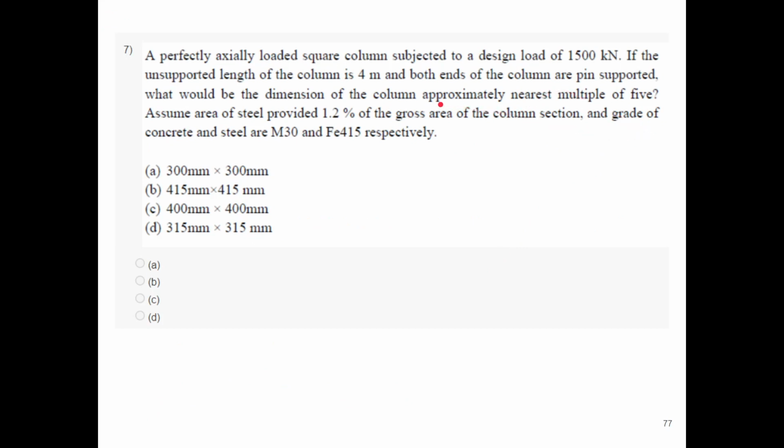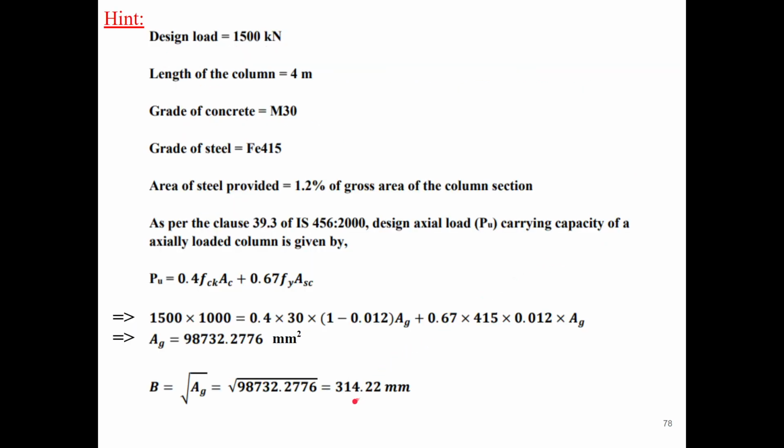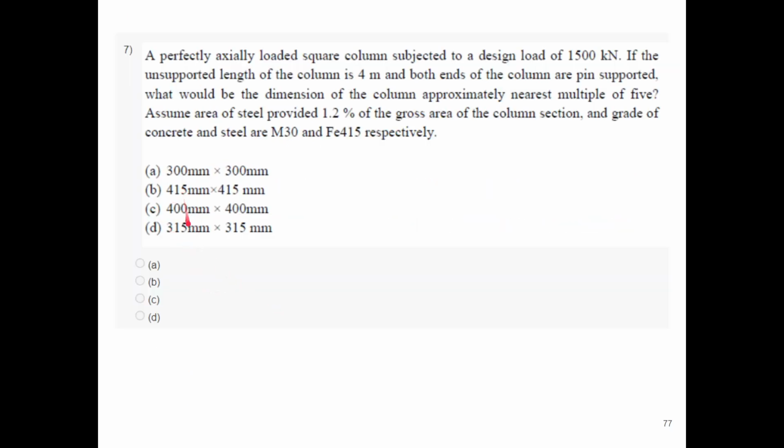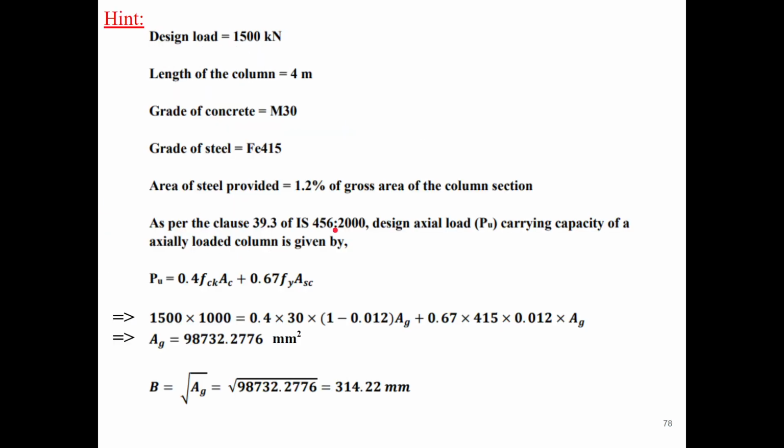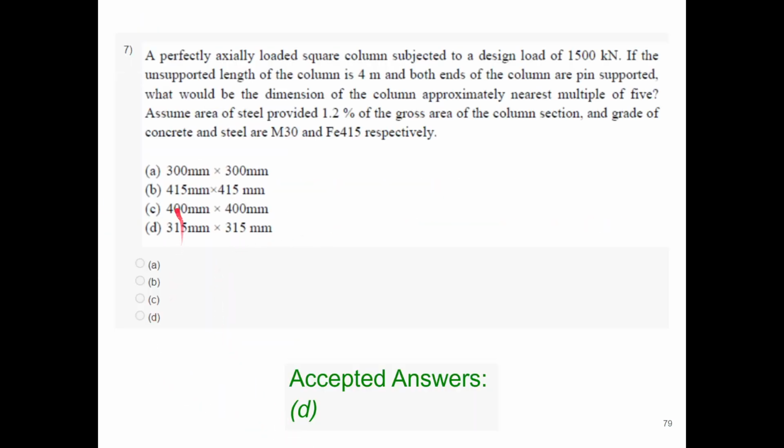So we have to find the dimension to the nearest multiple of 5. So the nearest multiple of 5 to 314.22 will be 315, right? In any case, it should be more only. So 315 by 315 mm will be the correct option. So D is the correct option, which is 315 mm by 315 millimeter.